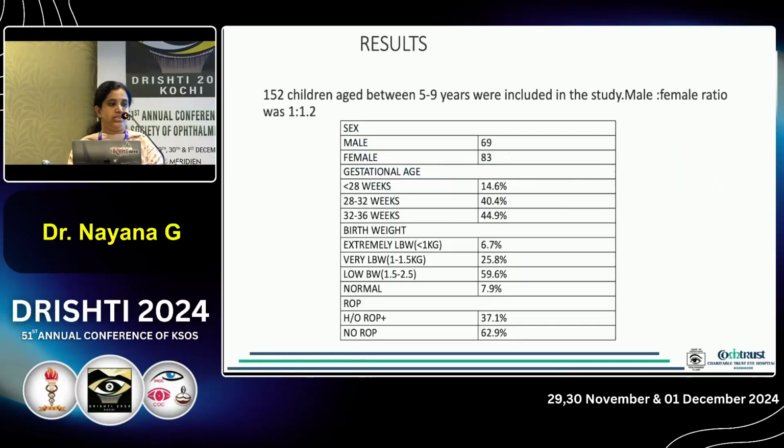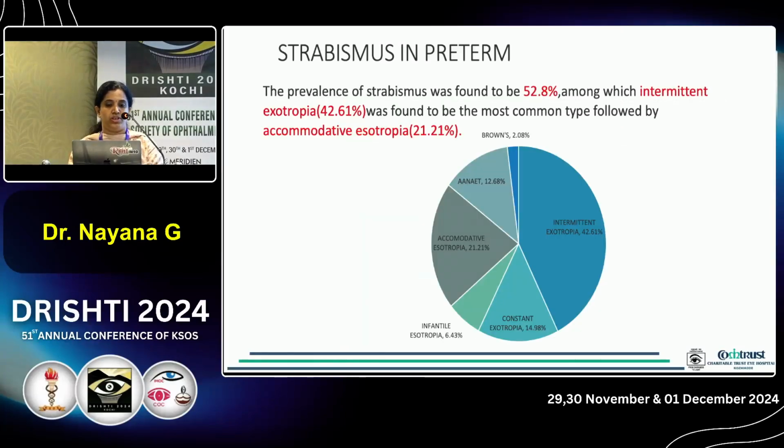Coming to the results, among the 152 children aged between 5 to 9 years, the male to female ratio was 1:1.2. The majority of the children came in the late preterm group between 32 to 36 weeks, and the majority of birth weights were in the low birth weight group. History of ROP was present in about 37.1% of the study population. The prevalence of strabismus was found to be 52.8%, among which intermittent exotropia was the most common type, followed by accommodative esotropia.